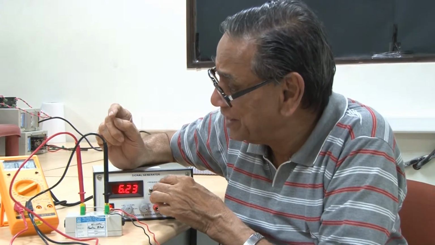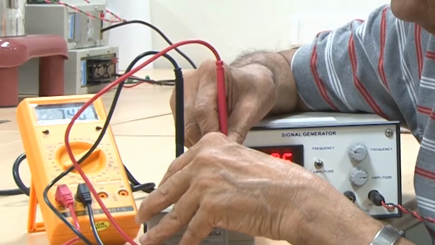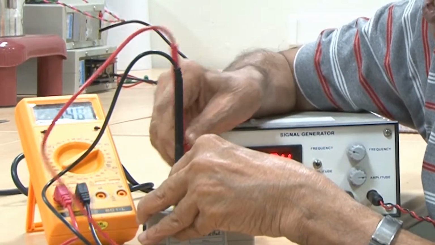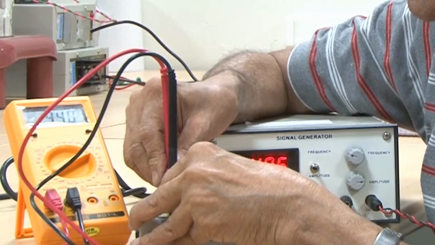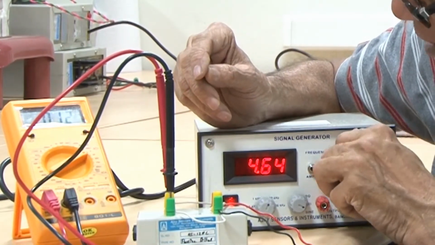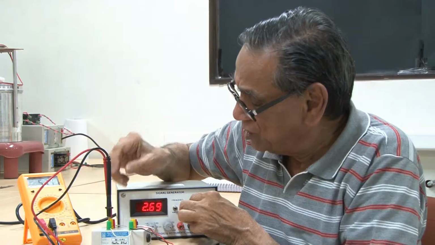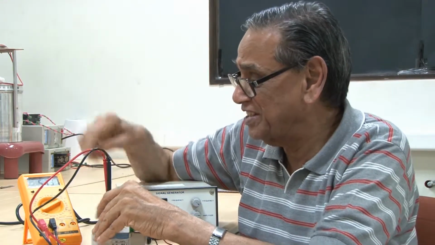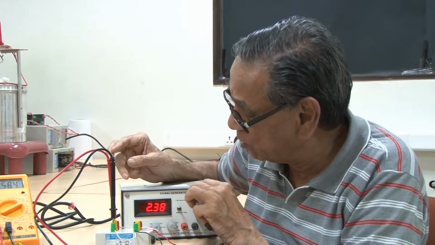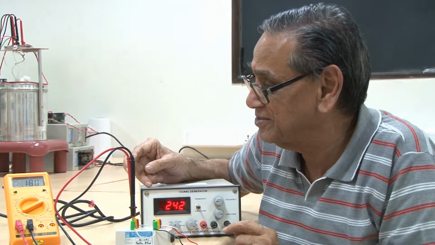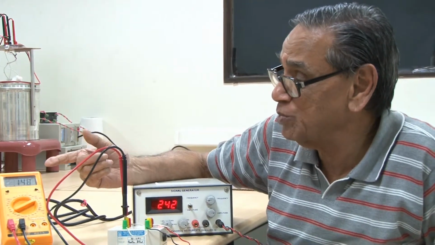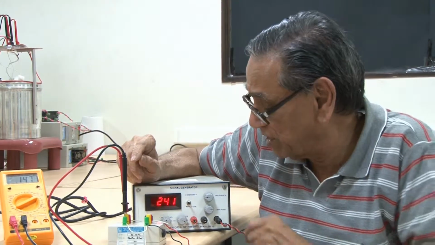Now as I reduce the frequency, input is about 0.7475 and the output is 0.02. Now I will change the frequency and you will see how the output will change. I will go to very low frequencies. Frequency is 250 Hz, output is only 0.15 volt.